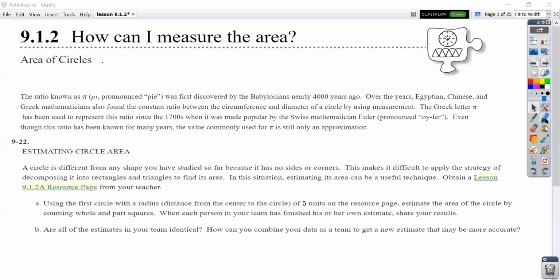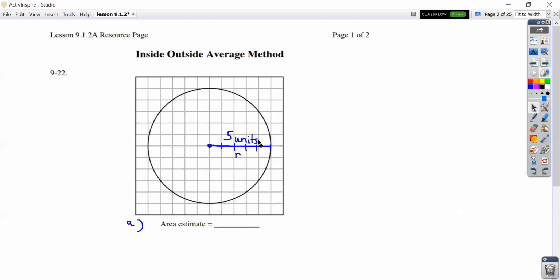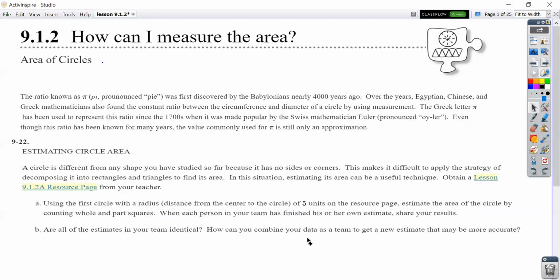Hello students, today we are doing lesson 9.1.2, area of circles. On question number 922, you will obtain a lesson 9.1.2 resource page, something similar to this, okay? And we are going to estimate the circle area.